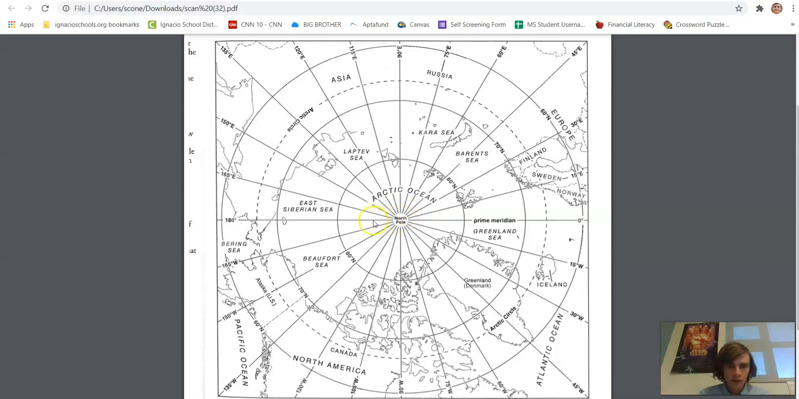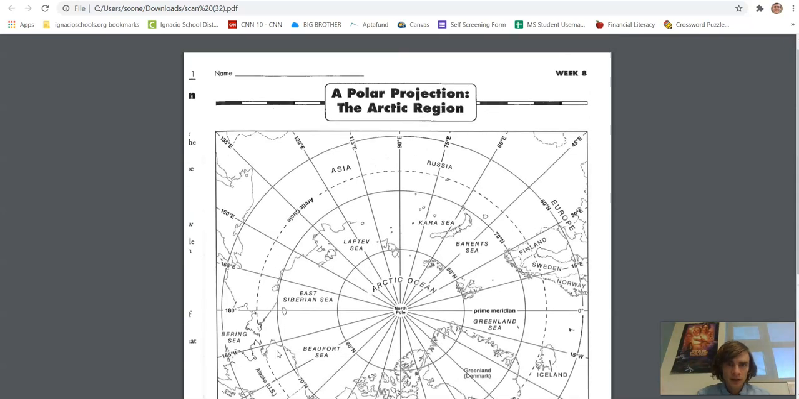So there's the North Pole, and you get out, you get 80 degrees north latitude here, 70 degrees north here. The Arctic Circle is at 66.5, and then you get down to 60 degrees north. And so you can notice that the latitude lines are circles that are paralleling the equator, and they look like circles this week. So here's your map.